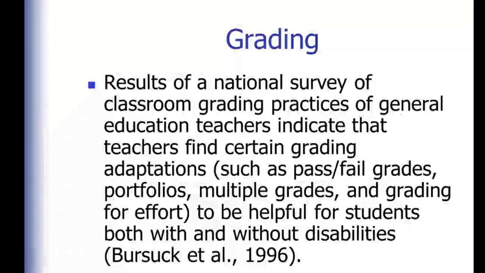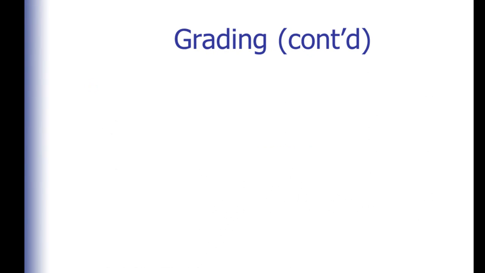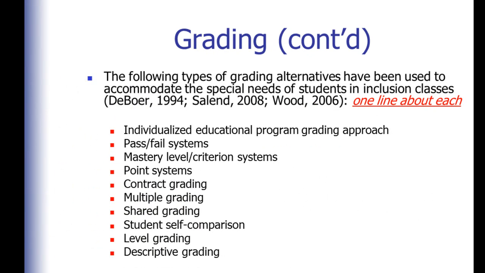Results of a national survey of classroom grading practices of general education teachers indicate that teachers find certain grading adaptations such as pass-fail grades, portfolios, multiple grades, and grading for effort to be helpful for students with and without disabilities. And you know about this. This was part of your world. The following types of grading alternatives may have been used to accommodate the special needs of students in inclusion.